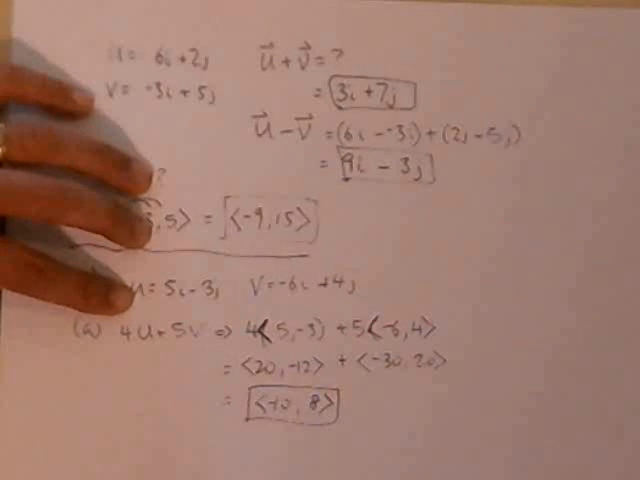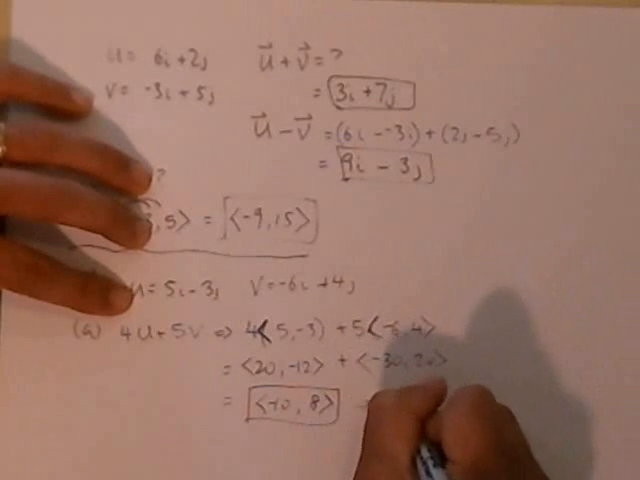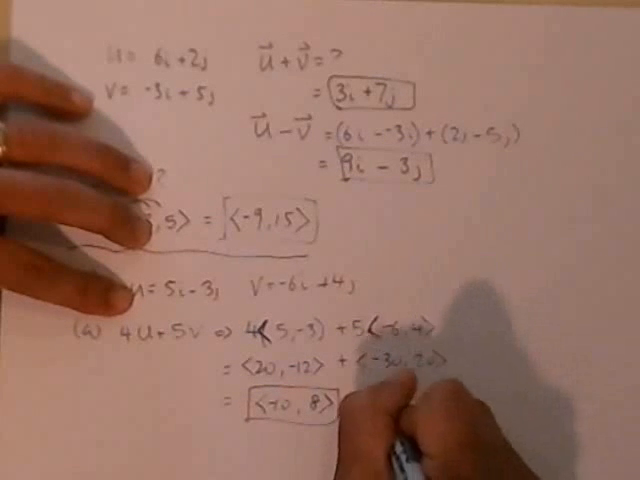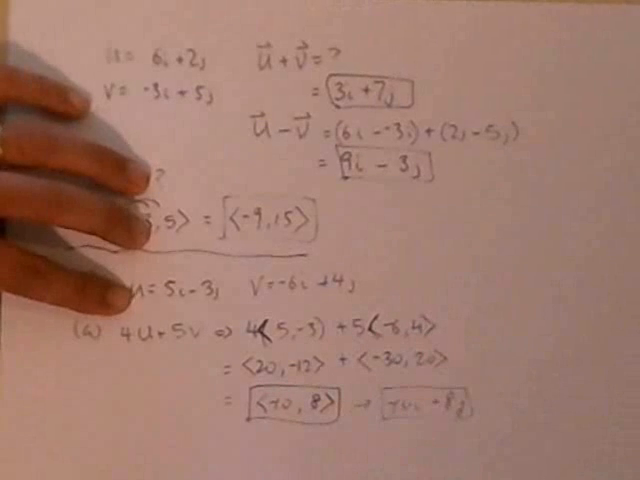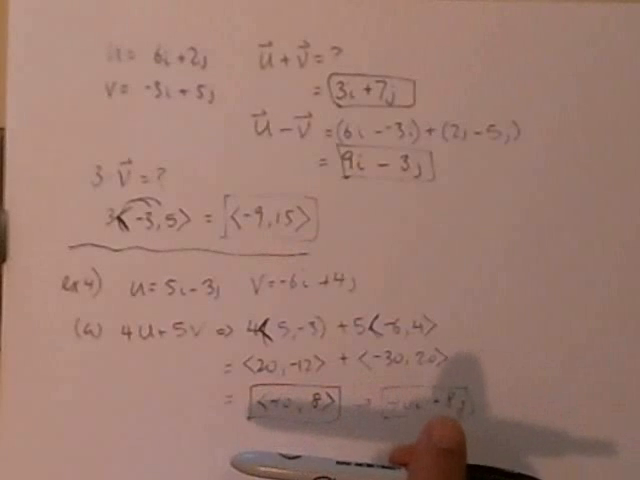And there it is. Okay. So it's going to be negative 10i, or write it this way, negative 10i plus 8j. Same answer. Again, this is going to be negative 10 in the x direction, and 8 units in the y direction.